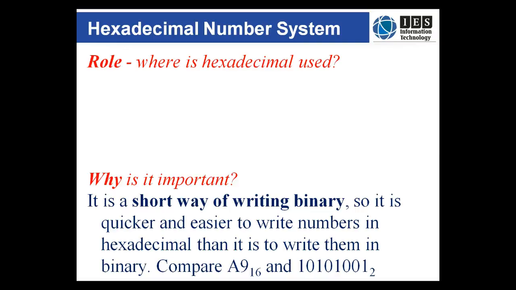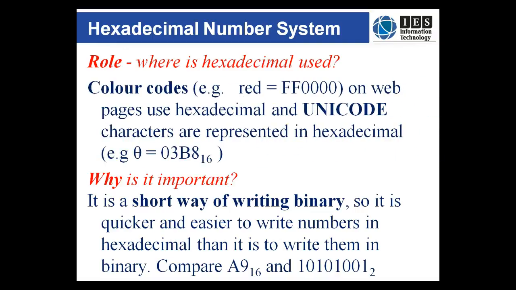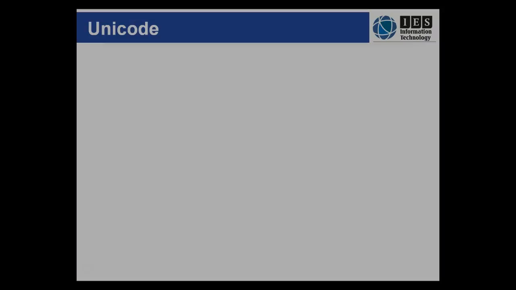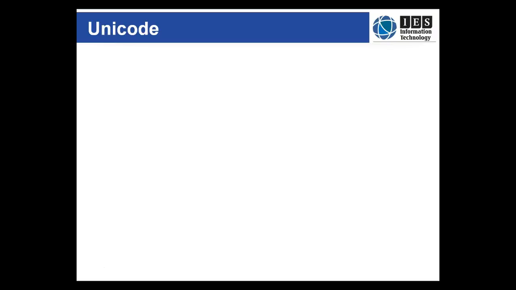2 examples of where hexadecimal is commonly used is in the 3-byte color codes we use in image manipulation and web coding, and also in the codes given to written characters in the all-encompassing Unicode. Let's consider both these examples a little further, starting with Unicode.